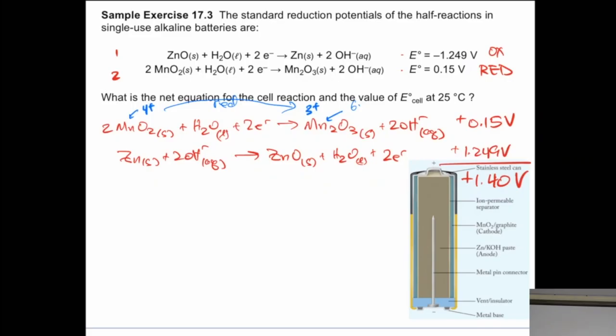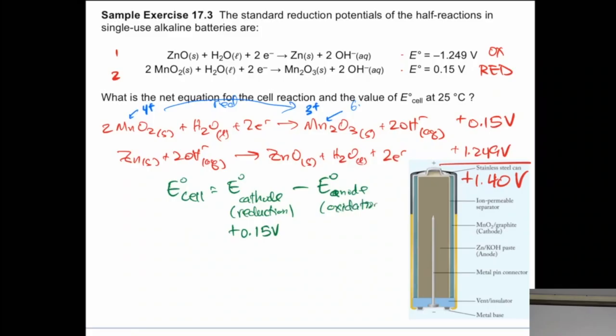Now you could have also gotten that by just plugging it into our equation, okay? The E naught of the cell is equal to the reduction potential that's happening at the cathode, and that's where reduction is occurring, right? That's going to be our plus 0.15 volts. And then we're going to subtract from that the reduction potential that's happening at the anode. That's an A. That's where oxidation is occurring.